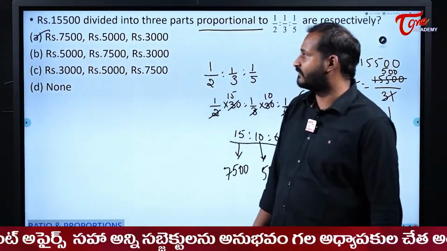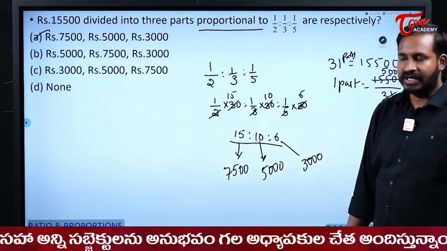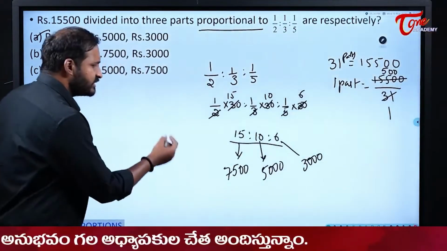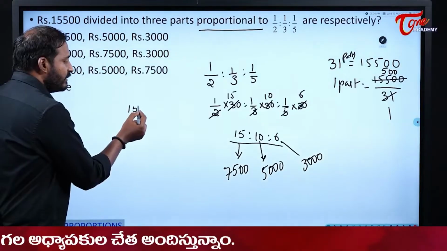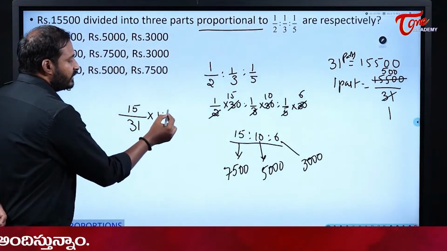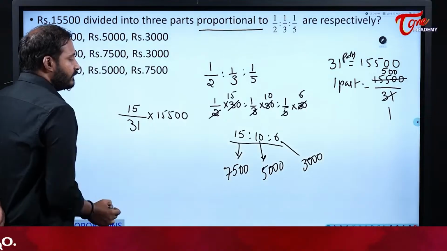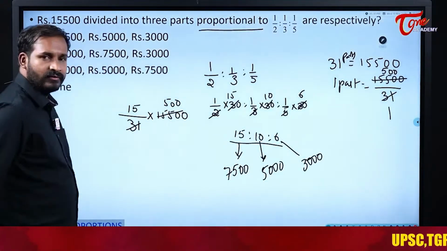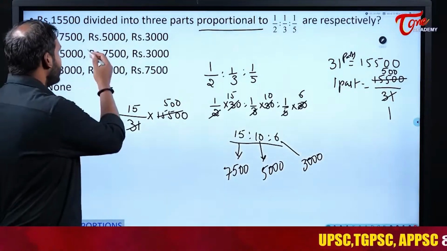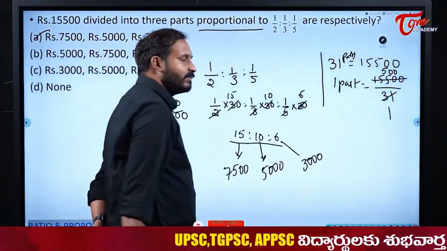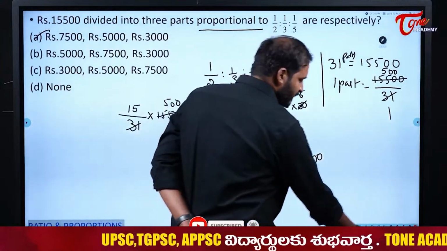So option A is correct for me here. Or else, sir, if we don't know these parts and all, go with the traditional one. 15 parts out of total how many parts? 31 into 15,500. So like this also you will get the same answer. By solving all the values you will get the same answer, 7500, 5000 and 3000. But go with this one, 31 parts and 1 part. This is very simple for us.